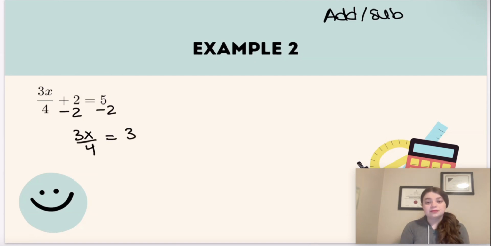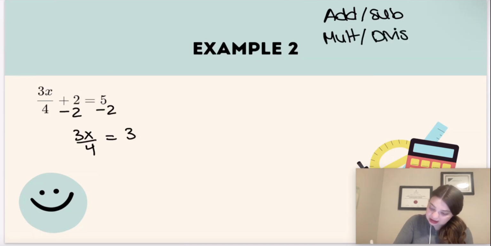Then next I need to do multiplication and division kind of at the same time. So here we have 3/4 multiplied by x. Now how do we undo multiplying by 3/4? We undo it by multiplying by the reciprocal, right? The reciprocal is where we switch the numerator and denominator. So the reciprocal of 3/4 is 4 over 3. So I'm going to multiply both sides by 4 over 3.